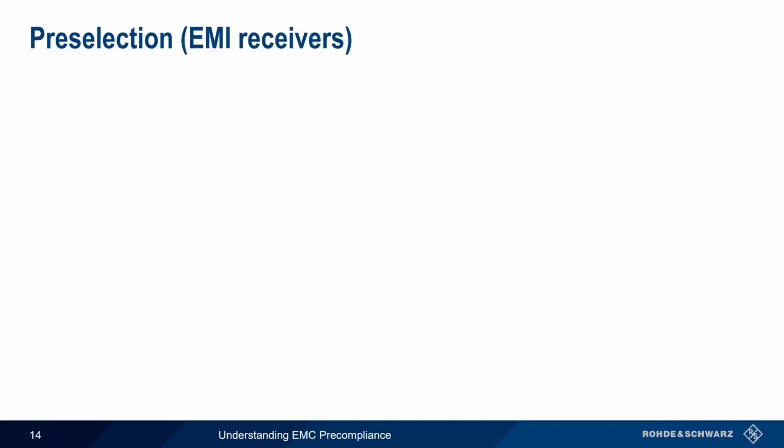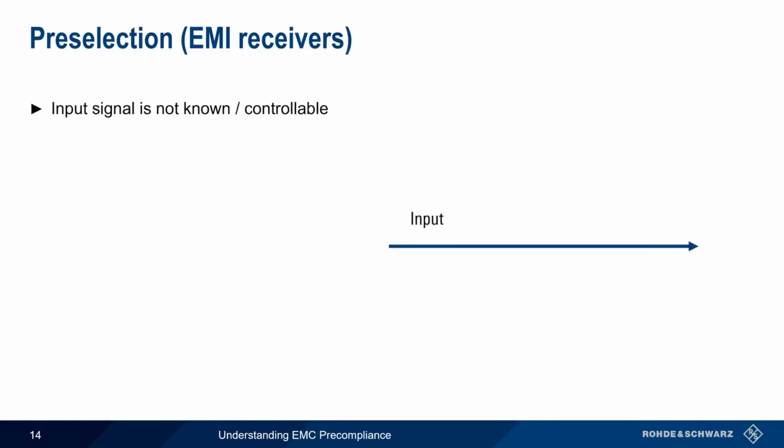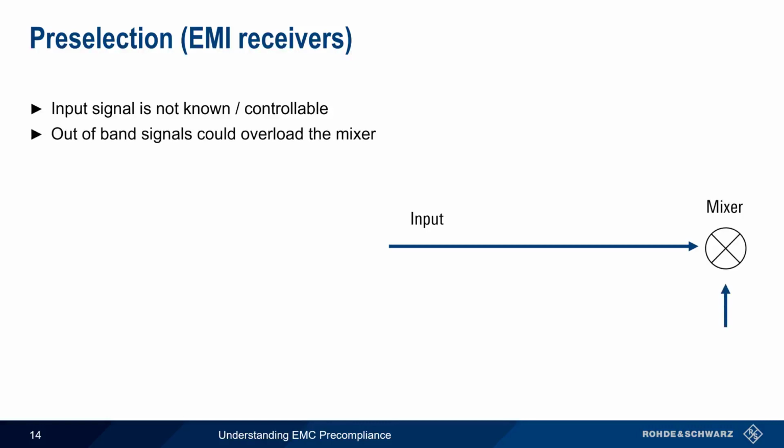The next topic is preselection. Earlier, we mentioned that preselection was an important differentiator between EMI receivers and spectrum analyzers. In EMI testing, the input signal is neither known nor controllable. Therefore, it's possible that out-of-band or off-screen signals could overload the first mixer in our measuring instrument and cause compression or distortion, leading to invalid or misleading measurement results.